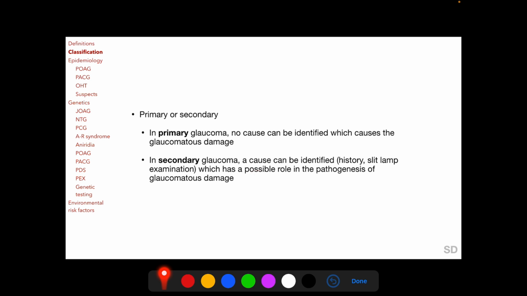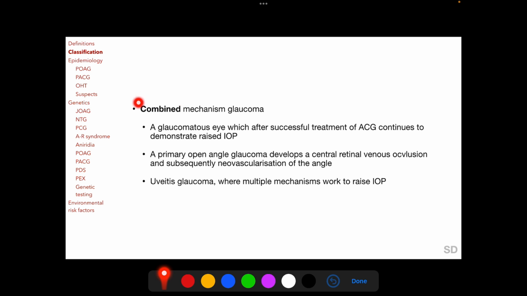We may note here that in secondary glaucoma patients, we usually find an IOP in the statistically elevated range, but in primary glaucoma patients, the intraocular pressure can be either in the statistically low to normal range or statistically elevated range. In combined mechanism glaucoma, multiple causes may contribute to the glaucomatous damage, and three such situations are commonly encountered. In the first scenario, a patient diagnosed to have angle closure glaucoma based on gonioscopic examination, after successful treatment and opening up of the angle, continues to demonstrate raised intraocular pressure.